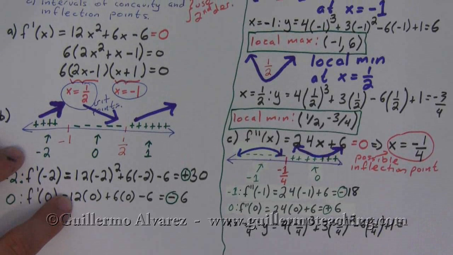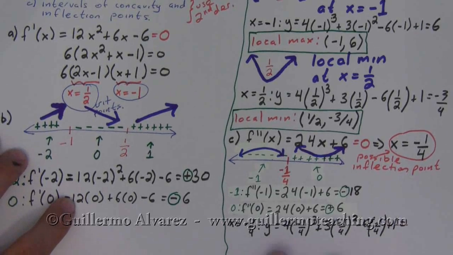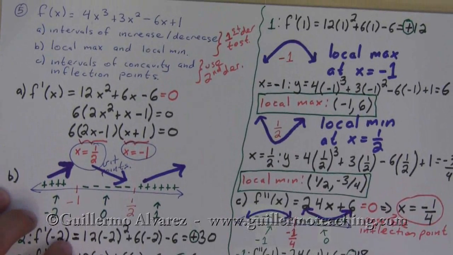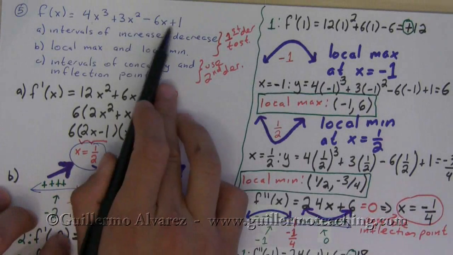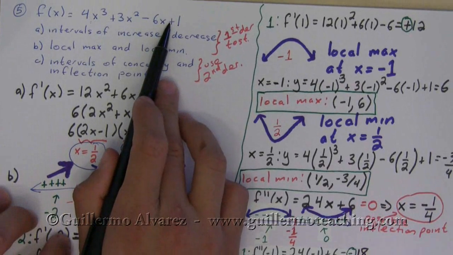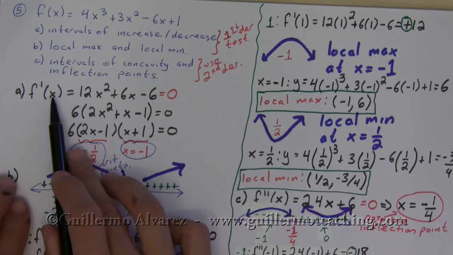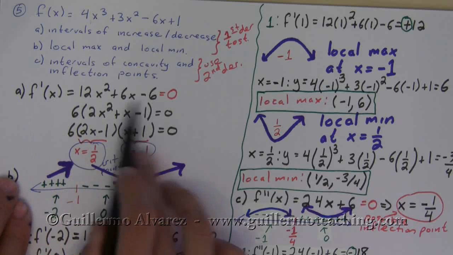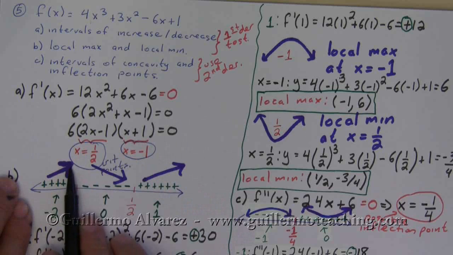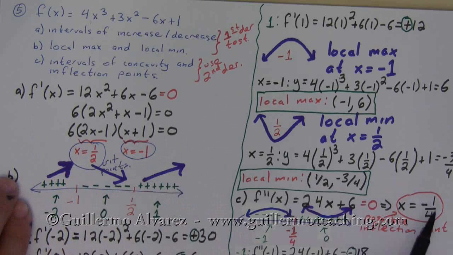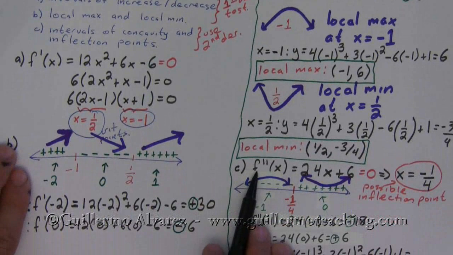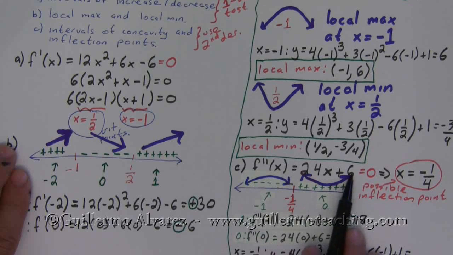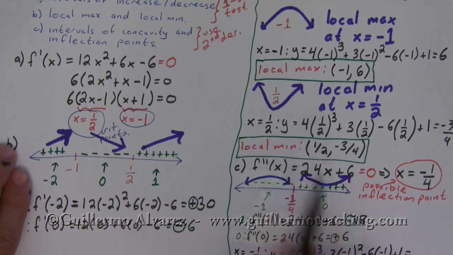So it's very important to realize why we plug the negative 1/4 back into the original function. The reason is because we're looking for the y value. The original function, when you plug in an x value, will give you the y value at that point. If you plug an x value into the first derivative, it'll tell you whether the function is increasing or decreasing. If you plug an x value into the second derivative, it'll tell you whether it's concave down or concave up. And that difference is really important to understand.